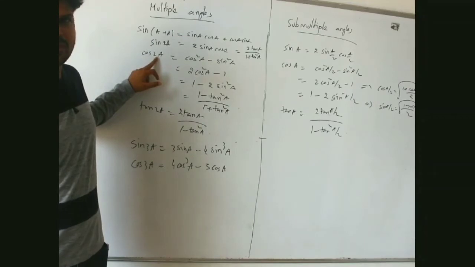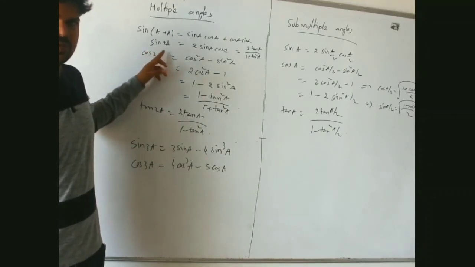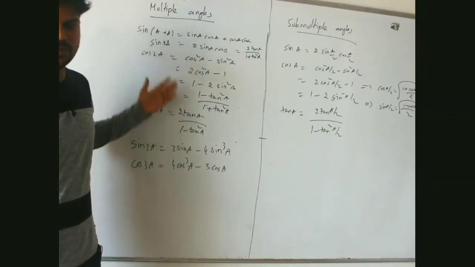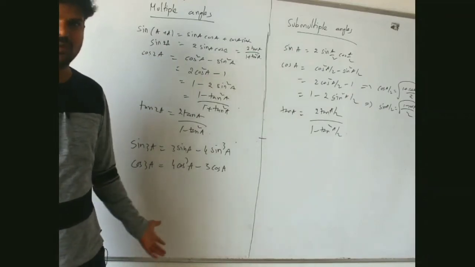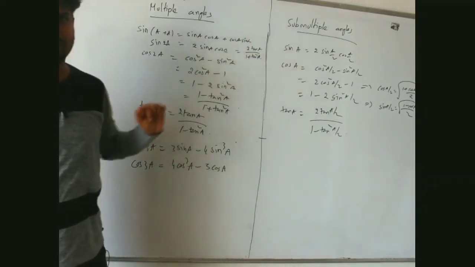Similarly, for cos 3A also, take the A plus 2A formula. So like this, if you apply, you will get this. No need to learn these formulas by heart. But let's discuss submultiples now.